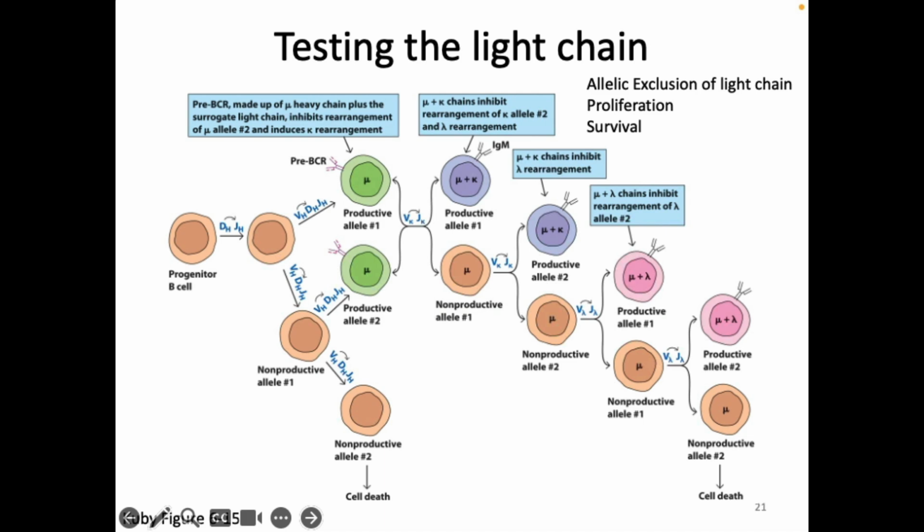They try kappa. Kappa's the K. They try kappa first, and then after they try kappa, they try lambda. Literally, we don't know anything about functional differences. We don't know any other reason why we care. We do know, however, that if we see a B cell that uses lambda, it must have failed at least twice.